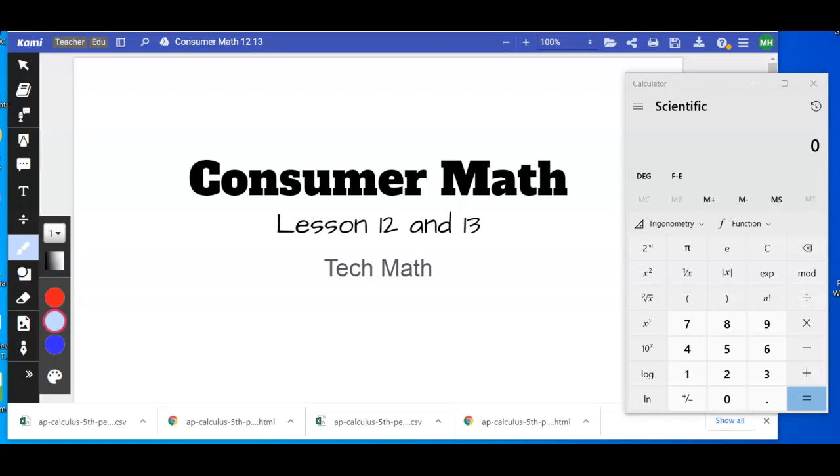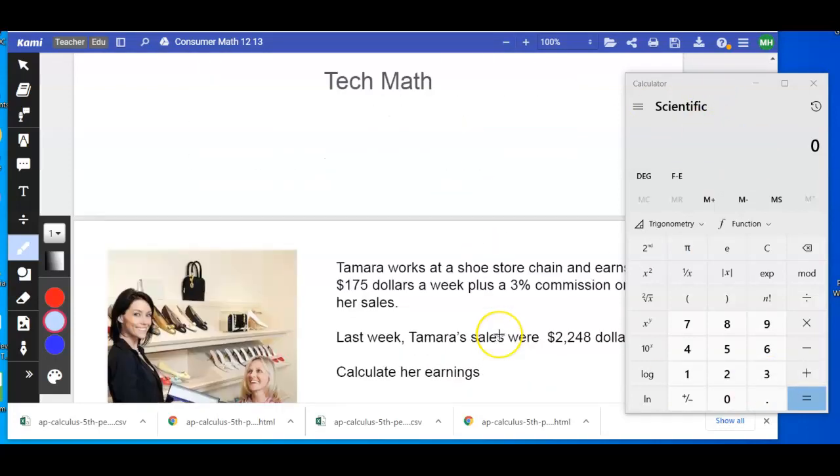Today's lesson from the textbook on consumer math, we're looking at lessons 12 and 13, which are a continuation on working with commission. And the next one is about your paycheck, your take-home paycheck. So we'll look through some of those examples if you'd like.